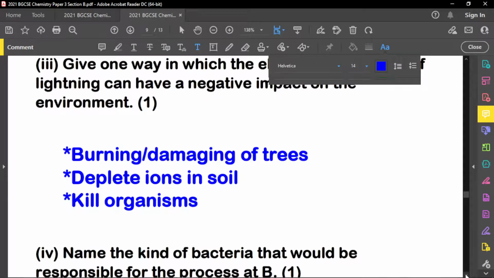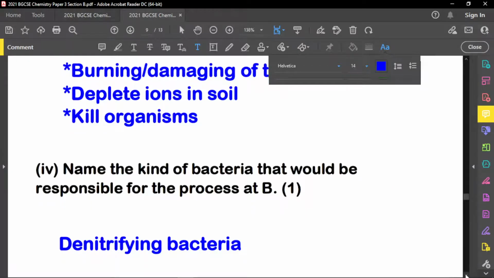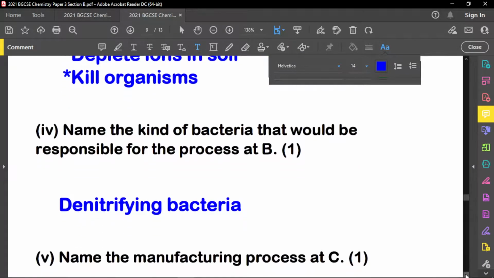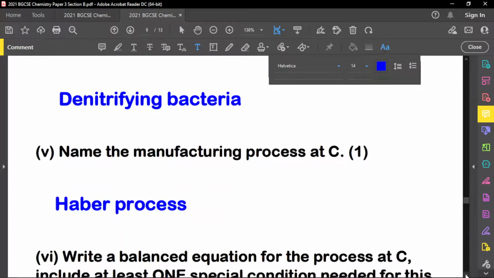If you get struck by lightning, it can kill you or kill any animals that may get struck. All right, so part 4 is to name the kind of bacteria that would be responsible for process B. Process B is actually coming back from the earth up into the atmosphere. That is called denitrifying bacteria, which change the nitrogenous compound back into nitrogen gas. Part 5 is to name the manufacturing process at C. This is to produce ammonia, and it is called the Haber process.